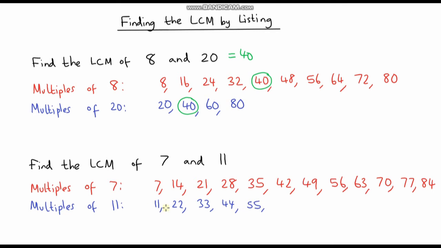And if we just pause there, well, we don't have any common multiples at the moment, so we'll just have to keep going. 66, that's not a multiple of 7. 77, and we are there. We have found the first common multiple, which is 77. So the lowest common multiple of 7 and 11 is 77. As soon as we find the first one, we can just stop.